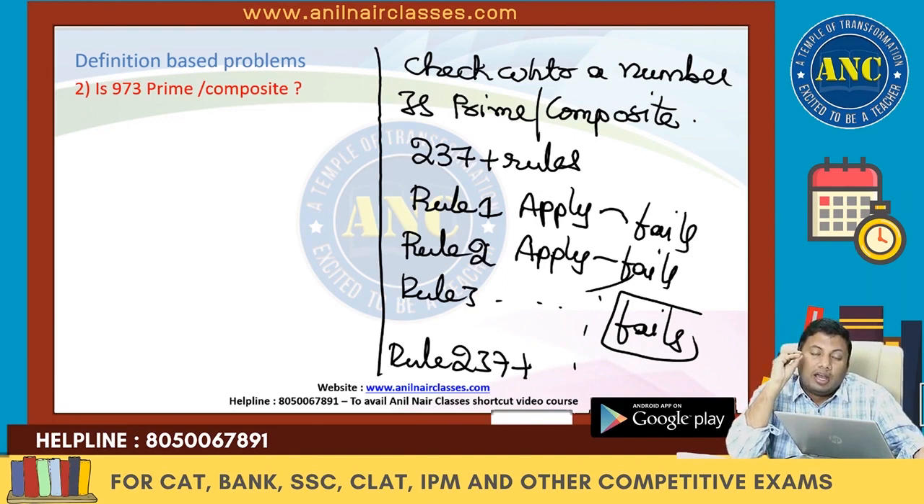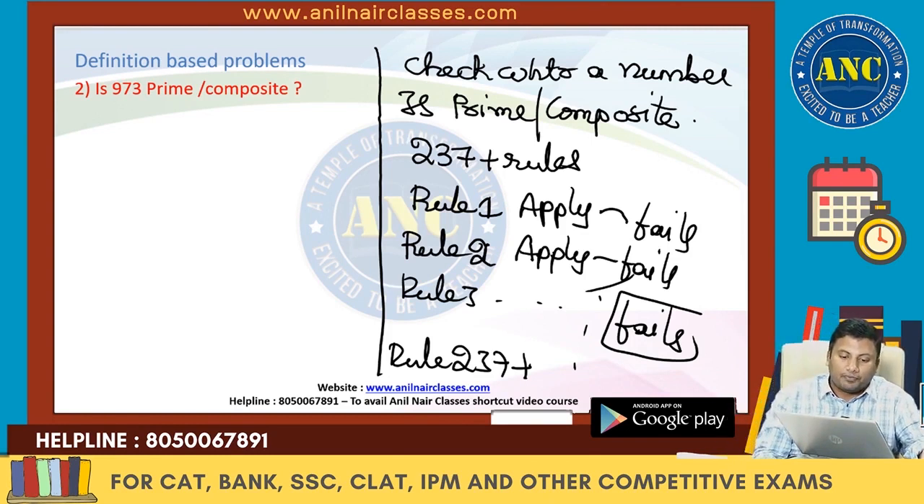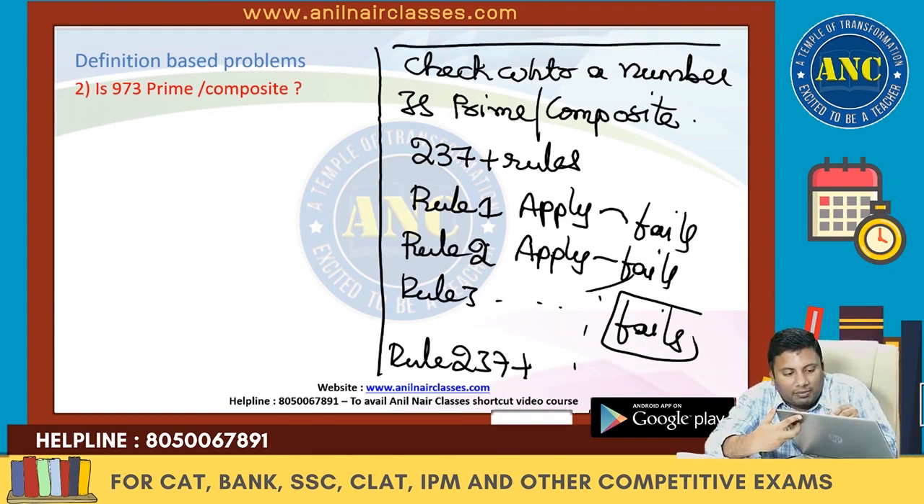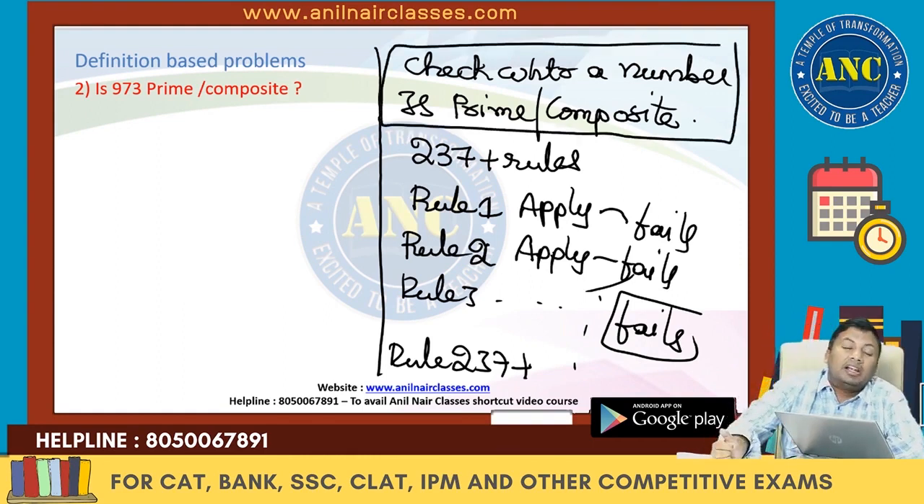Take the first rule. If it fails, go to the second rule. If it fails, go to the third rule. If it fails, go to the fourth rule. If all 237 rules fail, then the number is said to be a prime number. Telling that a number is composite is much easier than telling that it is a prime number. There is no definite rule to tell whether a number is prime or composite. There are many rules. That is the reason checking whether a number is prime or composite is an undecidable problem.